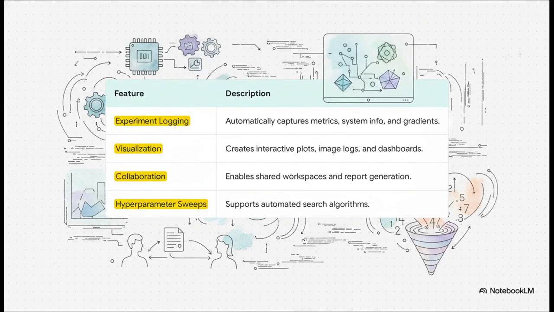Where Weights and Biases really flexes its muscles is in automation and visuals. It doesn't just log the metrics you tell it to, it automatically grabs system info like GPU usage and even deep learning stuff like gradients. Then it turns all that data into these beautiful interactive charts and dashboards that make it so easy for your team to see what's going on and work together. It's also fantastic for running automated hyperparameter searches.